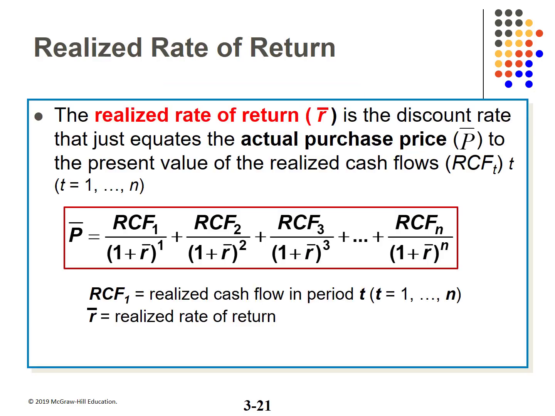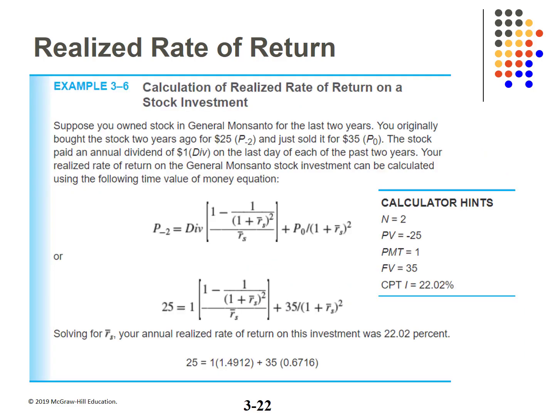Moving on to the realized rate of return on a stock. Same basic formula pattern, but we're replacing the expected cash flows with the realized cash flows, and the required rate of return with the realized rate of return. Example 3.5. You have owned stock in General Monsanto for 2 years. You bought it for $25 a share and you just sold it for $35. Stock paid an annual dividend of $1. You can see the formula solution on the slide. Realized return, 22.02%. Using your calculator is much easier.